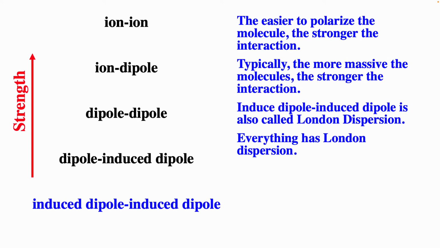Now, if we talk about induced dipole, which is also referred to as London dispersion, one thing we should notice is that it's easiest to polarize a molecule. The easier to polarize a molecule, the stronger the London dispersion. And the more massive the molecule, the easier to polarize, hence the stronger the London dispersion interaction. And so each of these interactions depends on different things. For London dispersion, the more massive, the easier to polarize, the stronger the London dispersion interaction.